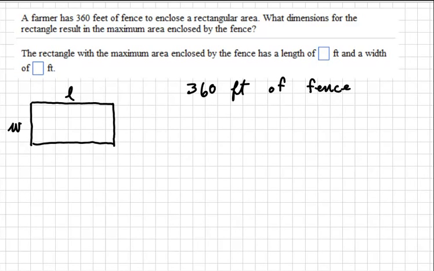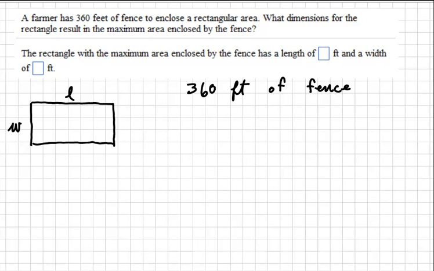So this is sort of a classical maximization problem. And I guess the first thing we need to do is to set this up. So we've got 360 feet of fence. I've already drawn the rectangular area that we're going to set in, and I labeled one side as the width, W, and the other side is the length.